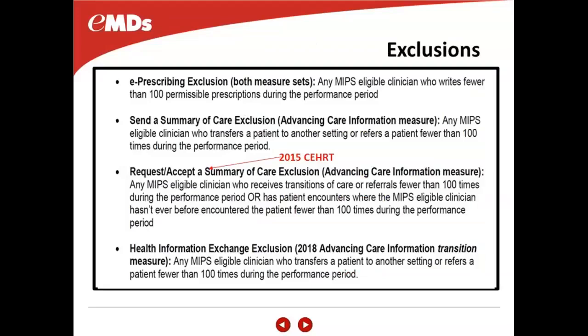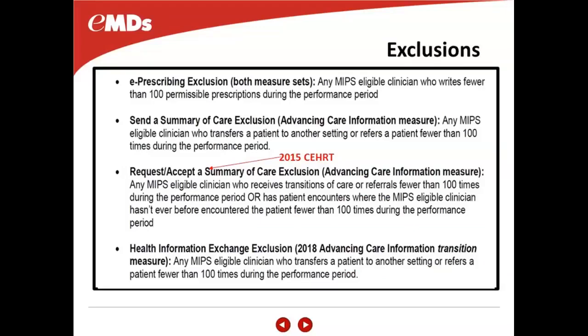There are also exclusions with certain measures. For e-prescribing, if you write fewer than 100 permissible prescriptions during the performance period, you can exclude from the e-prescribing measure. As always, if you're going to exclude from something, I highly recommend that you document and show proof of why you're excluding, because it's at the top of the list to be audited as it comes through.